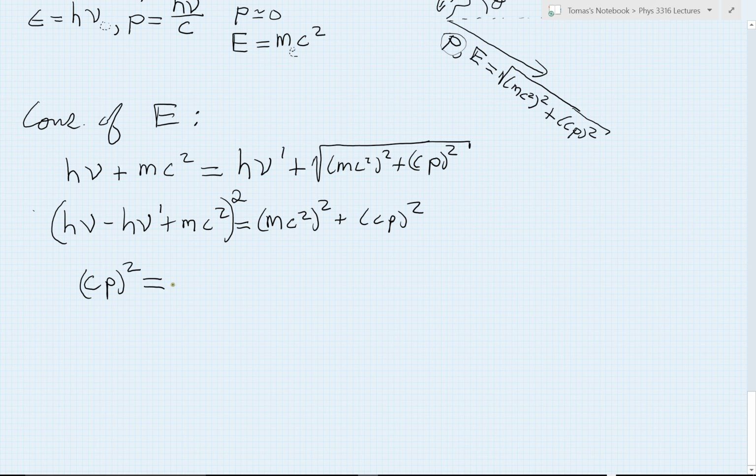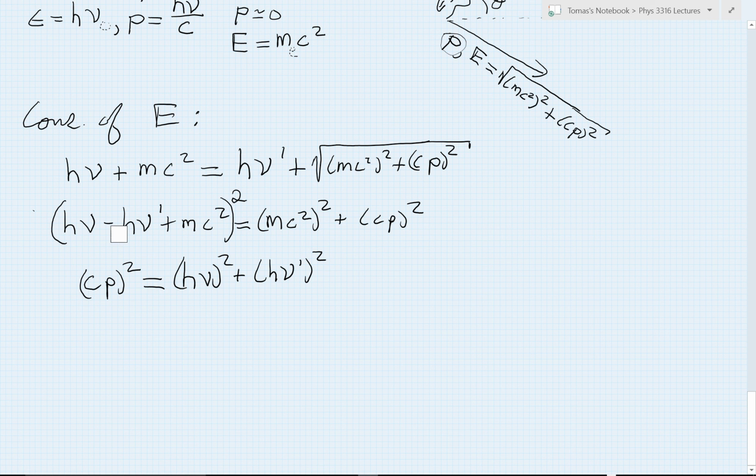So what would I have then? Then I would have the h nu term squared. I would have the other energy term squared, h nu prime squared. Again, I can skip the mc squared squared because that will cancel this one. I then have my cross terms, and there's really two types of cross terms.